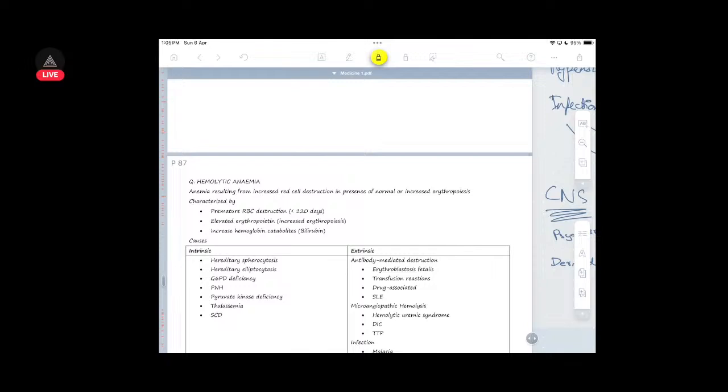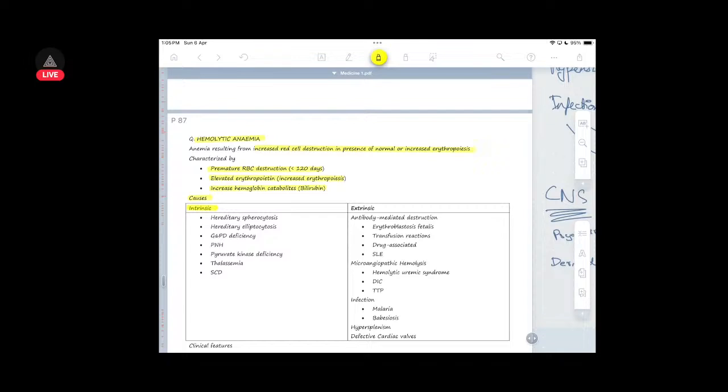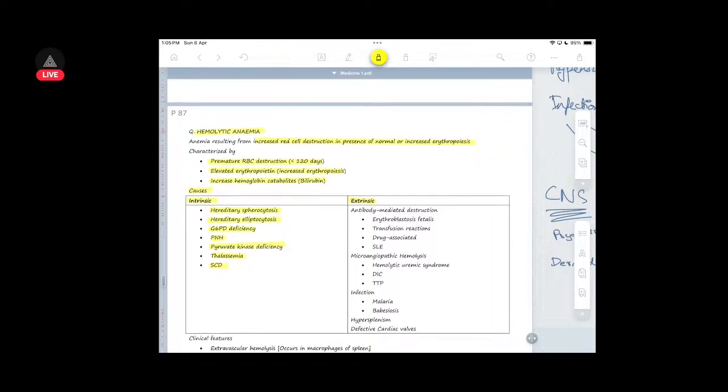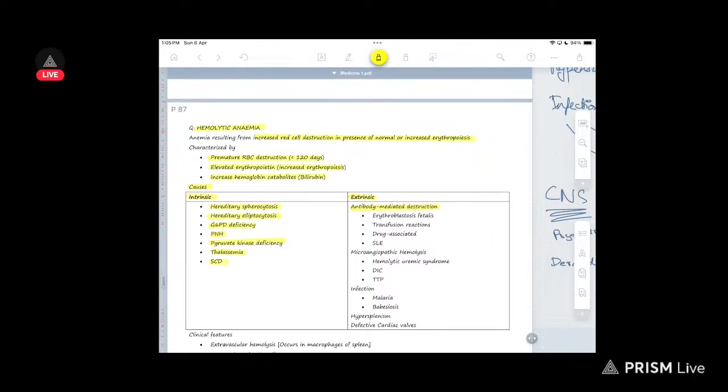Then hemolytic anemia: it results from increased RBC destruction in presence of normal or increased erythropoiesis. So you have premature RBC destruction in less than 120 days, elevated erythropoietin, and increased hemoglobin catabolites, which is bilirubin. It is caused by intrinsic and extrinsic causes. Intrinsic: hereditary spherocytosis, elliptocytosis, G6PD deficiency, paroxysmal nocturnal hemoglobinuria, pyruvate kinase deficiency, thalassemia, sickle cell disease, etc. Extrinsic causes: hemolytic disease of newborn (erythroblastosis), transfusion, drug associated, SLE.